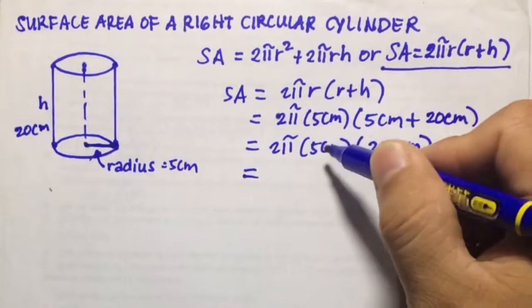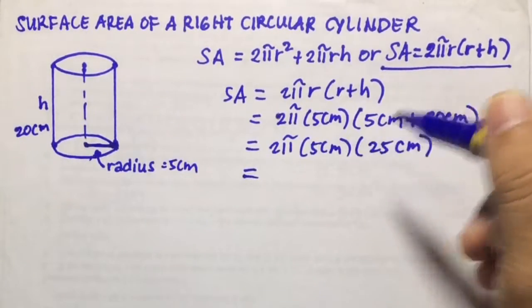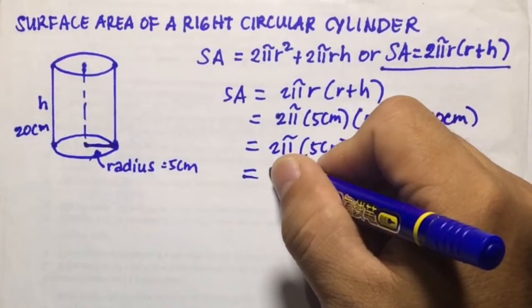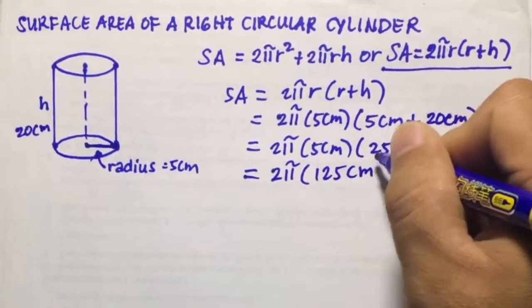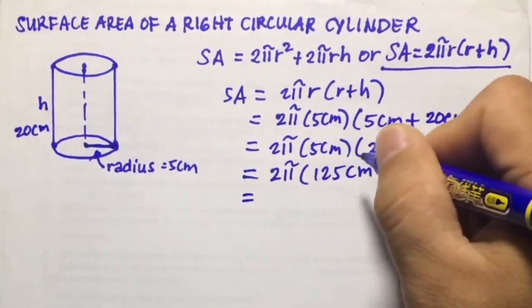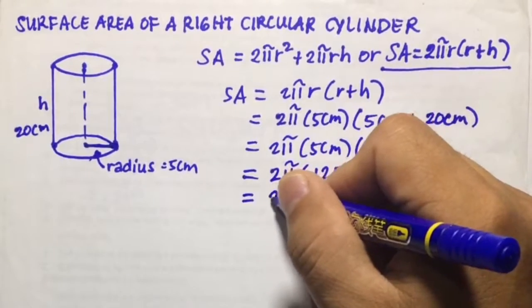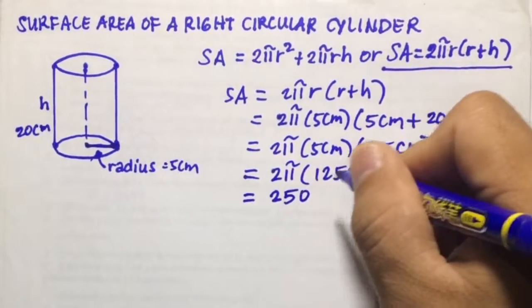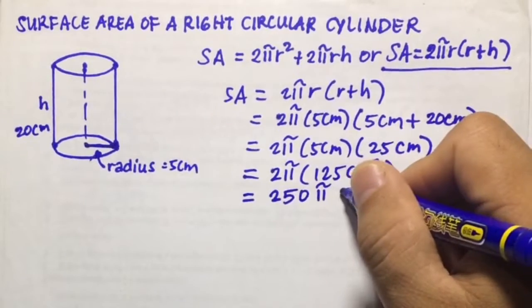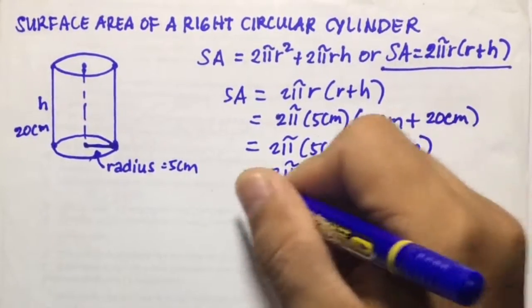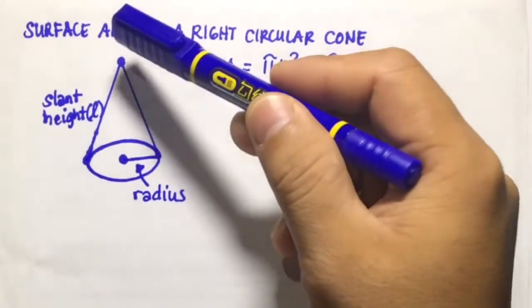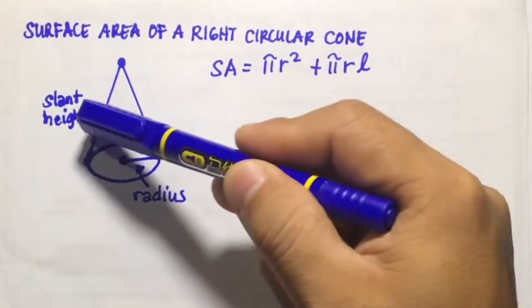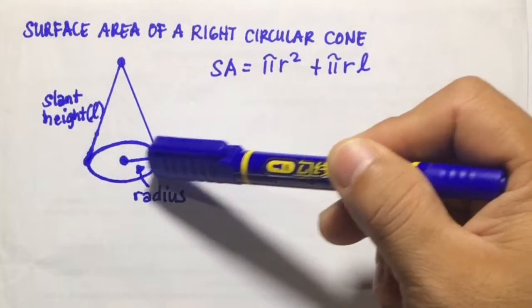centimeters. Then 5 cm times 25 cm, this is equivalent to 125 cm squared. So we're going to have here 2 pi times 125 cm squared. Then 125 cm squared times 2, that will be 250 pi cm squared. Next is the surface area of a right circular cone. So this is the right circular cone here. This is the slant height, or L, and this is the radius.